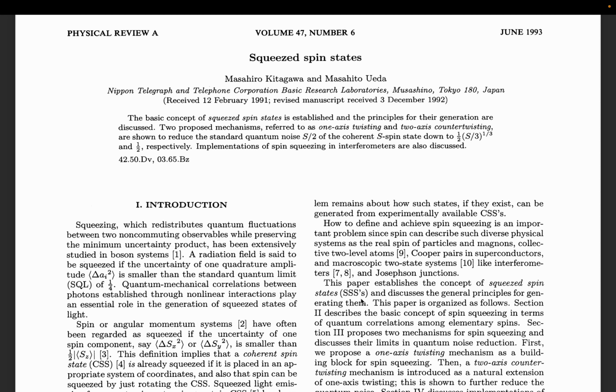In this video, we discuss the paper Squeezed Spin States. In this paper, the authors have established the definition of squeezed spin states. They proposed two mechanisms to produce these squeezed spin states. They are termed one-axis twisting and two-axis counter twisting. The authors have also discussed the implementation of spin squeezing in an interferometer.